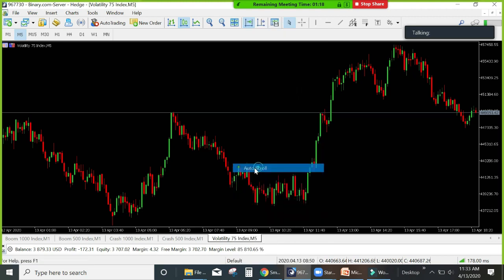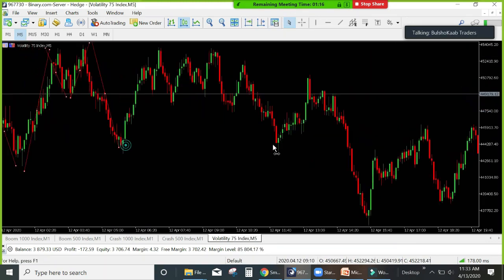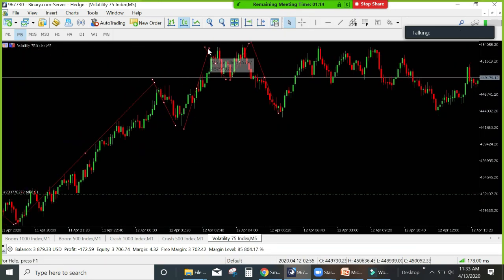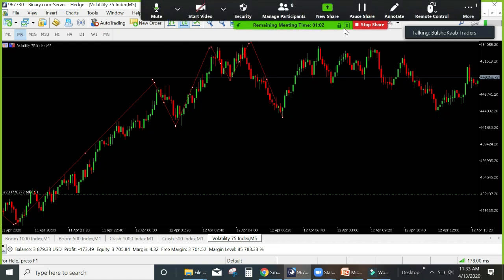Okay, no worry, auto scroll. You see here, the market makes some movement like that. Don't worry, so that is the button, how the market moves.